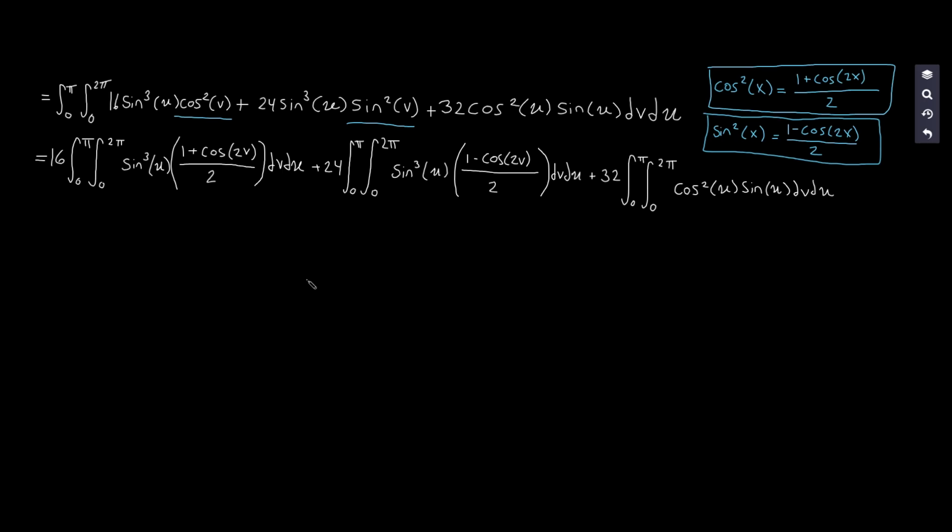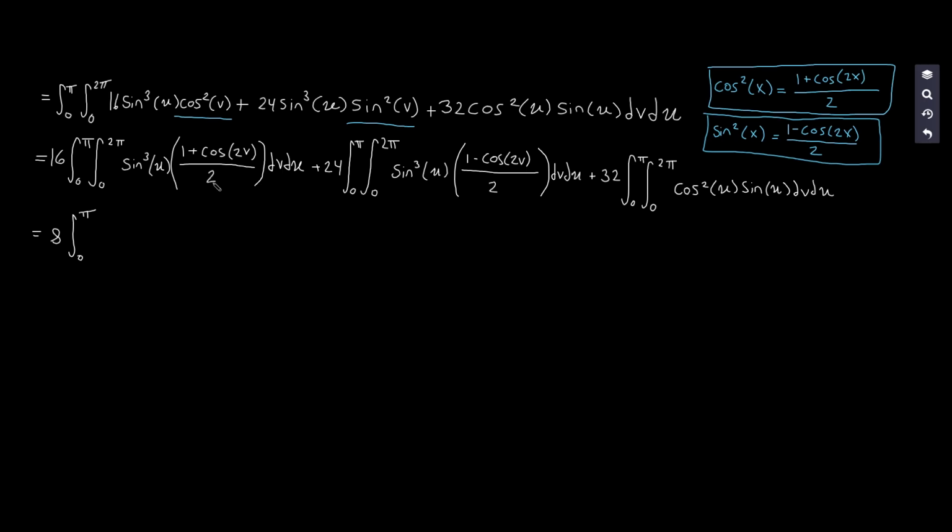And so let's start chipping away at this. I'm going to factor out this 2, and it's going to interact with this 16 in such a way that it becomes 8. And then I'm going to take the integral of this. Sine cubed of u, that's not a dv, and it's a constant multiple, so that's going to get factored out for now. So we're going to set this to the side.